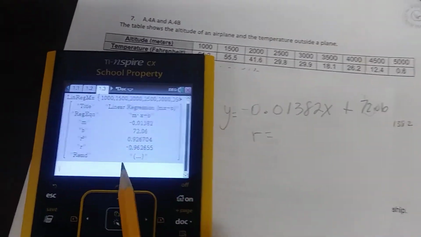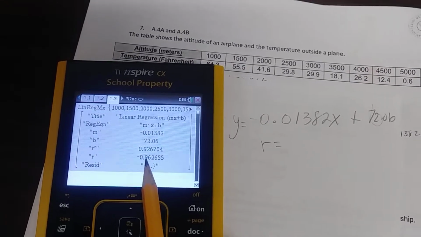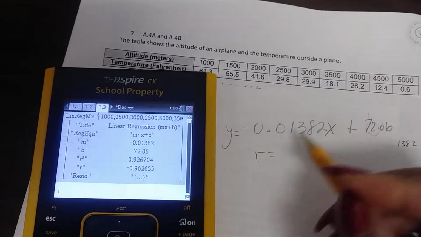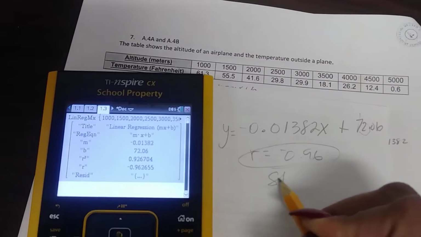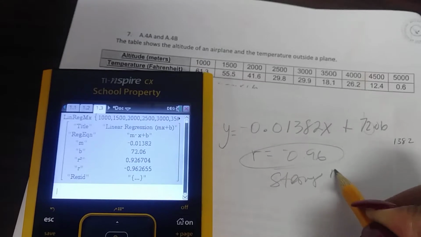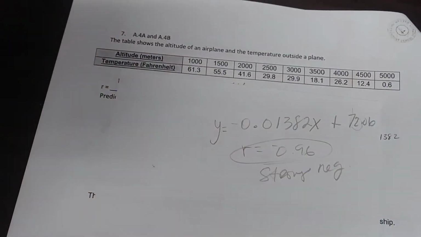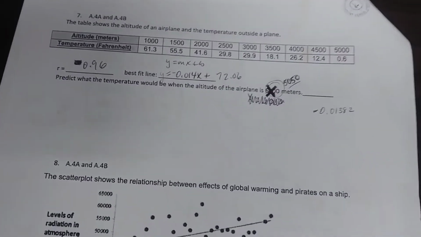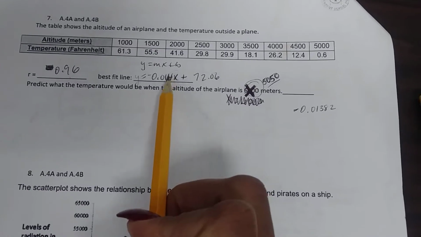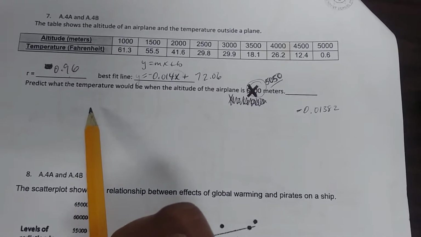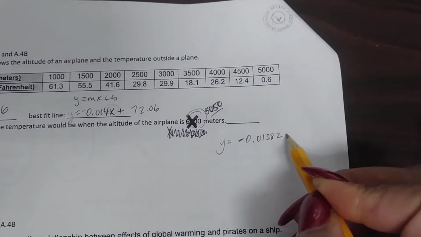The R value, the correlation coefficient, is going to be negative 0.96. So this is a strong negative correlation. Now I've already written the answers here where they belong, and as you can see, I rounded. Be careful with that. Just look for the answer choice to match what the calculator gives you.